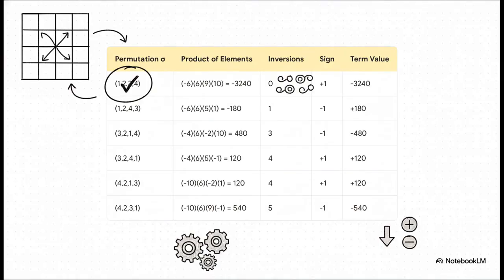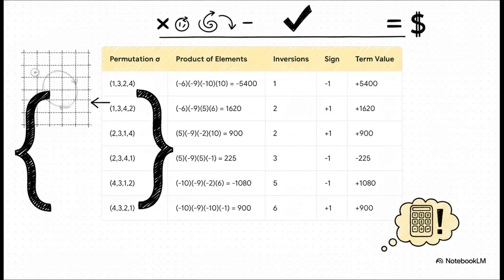Okay, let's put it all together. Here are the first 6 products we need to calculate. These are all the terms where we chose the 6 from that second row. Check out the first one. The permutation is 1, 2, 3, 4. Perfectly in order, so 0 inversions. 0 is an even number, so the sign is positive, and our term is -3240. Now look at the next one. 1, 2, 4, 3. Here, the 4 comes before the 3, so that's 1 inversion. 1 is odd, so the sign is negative. But wait, the product itself is -180. A negative times a negative gives us a positive 180 to add to our total. See how that works?